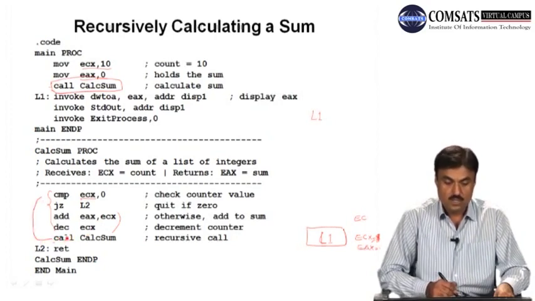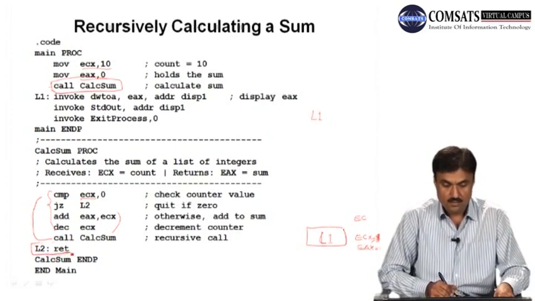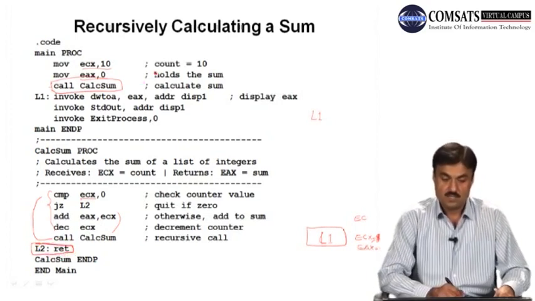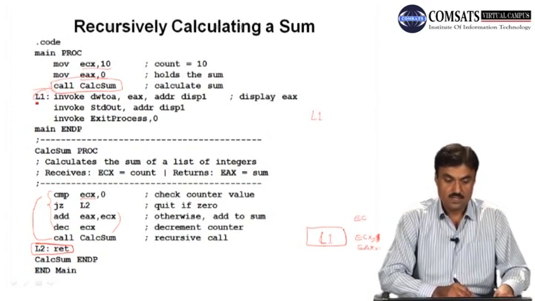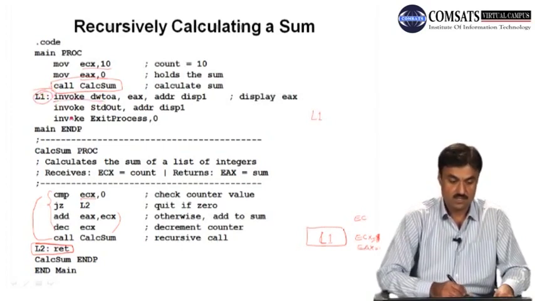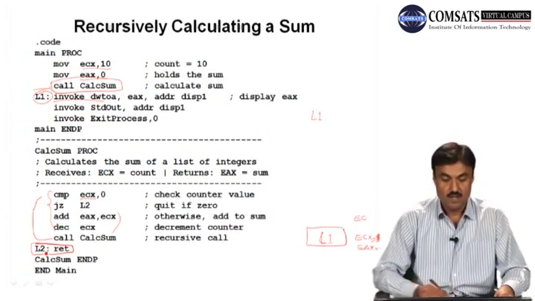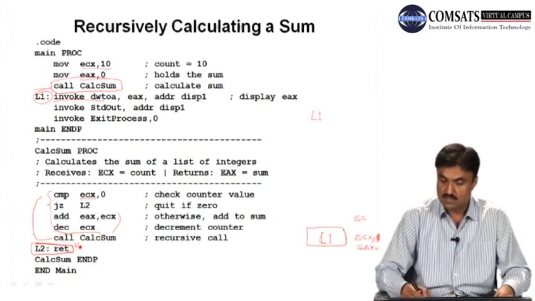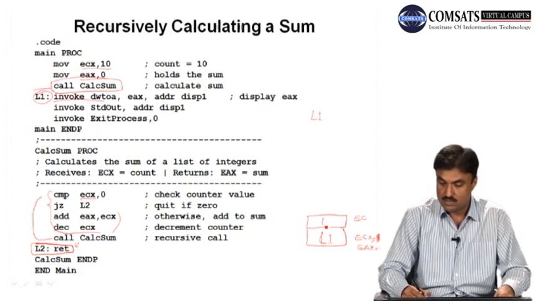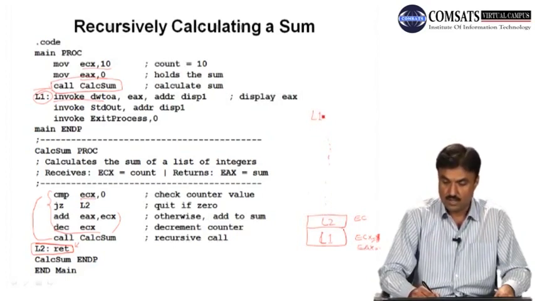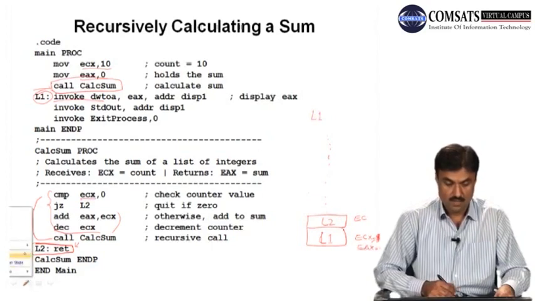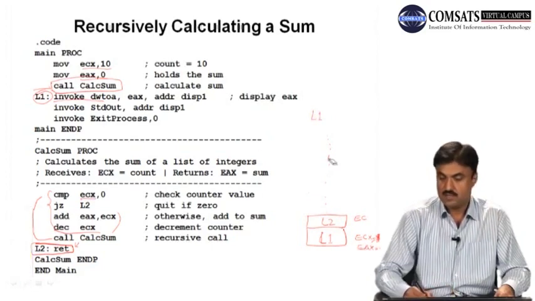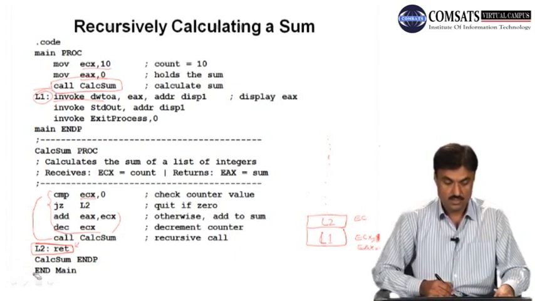So when we call this procedure, definitely the next instruction's address, whatsoever the next instruction's address is, it will be stored inside the stack. Similarly, when we are calling this procedure, the next instruction inside the procedure, its address will be stored. So L2's address will be stored here. Similarly, whatsoever the number of times you are going to call this procedure, the address of this L2 will be stored here.